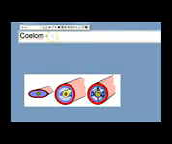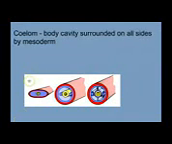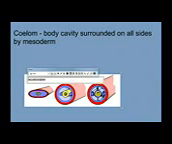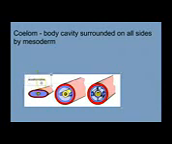Another name for body cavity is coelom. A coelom is a body cavity surrounded on all sides by mesoderm. Animals that lack a coelom, or lack a body cavity, are called acoelomates. In this picture, this first drawing is an acoelomate. The yellow represents the endoderm, the blue the mesoderm, and the red the ectoderm. And you see that the endoderm touches the mesoderm, which touches the ectoderm. There's no space, there's no body cavity.